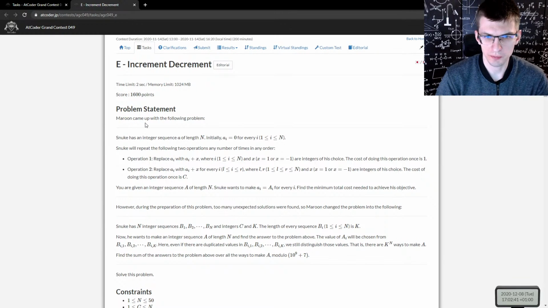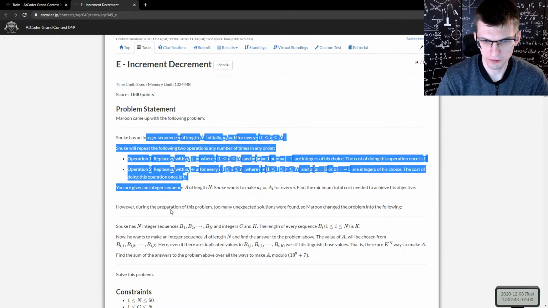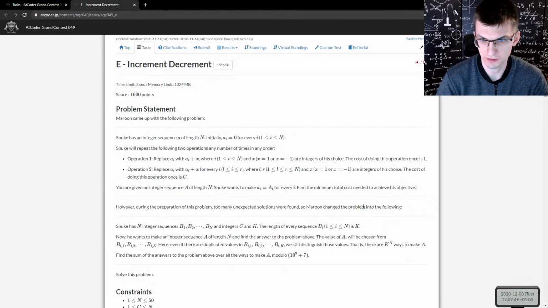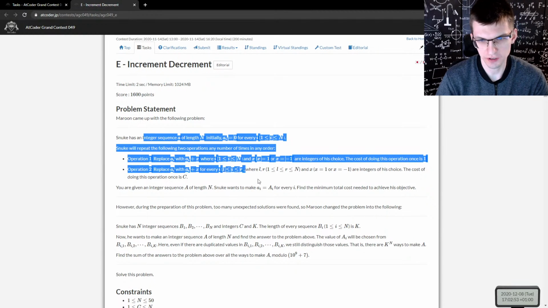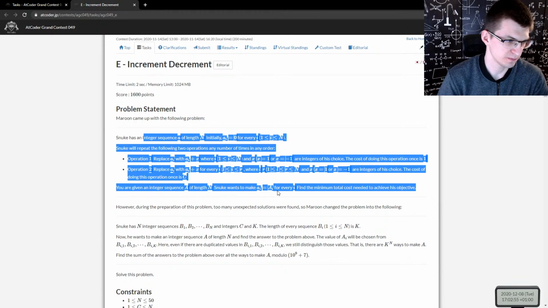Okay, let's read this. Marin came up with the following problem, blah, blah. However, during the preparation, too many unexpected solutions were found, so Marin changed the problem into the following. Well, let's read the first version because maybe it's helpful.